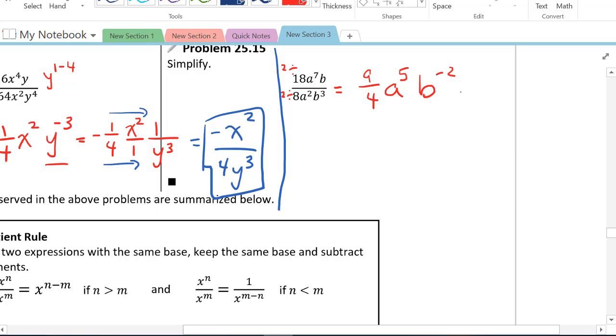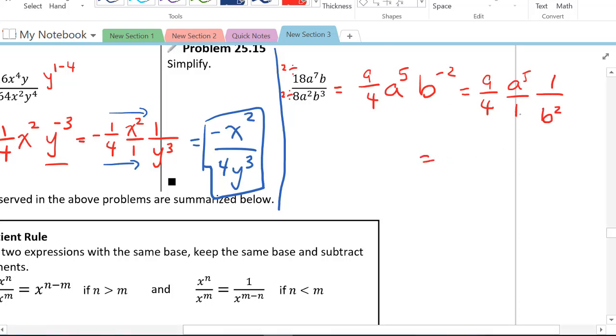Now what do we do? Change everybody into a fraction. That's 9 over 4, and then that's a to the 5 over 1, right? If you have a whole number as a power, you can just put it over 1. 1 on the bottom, right? And then now change the b to the negative 2 to a fraction. Remember, that is 1 over b squared. Okay, so now what do we do?